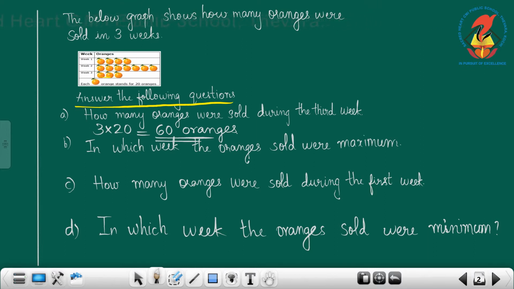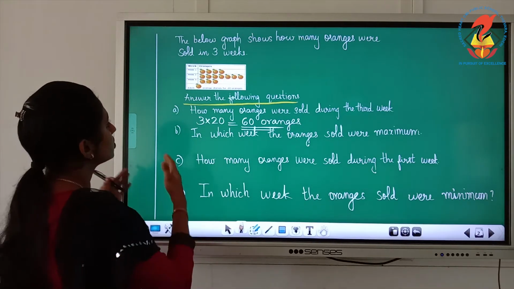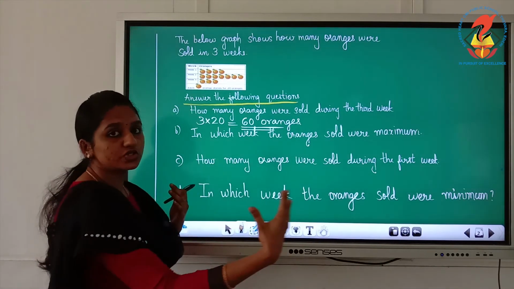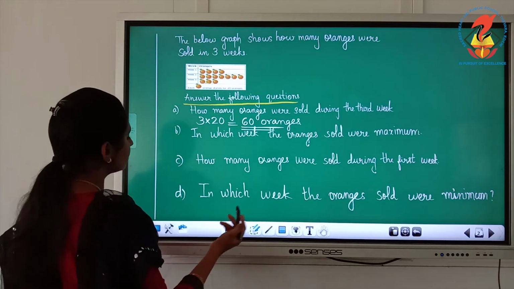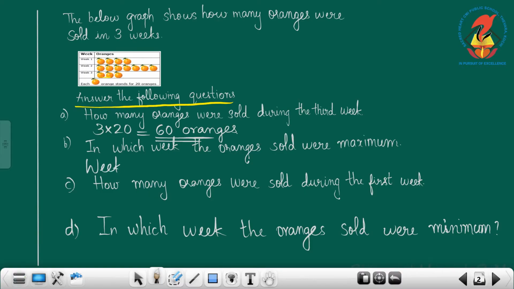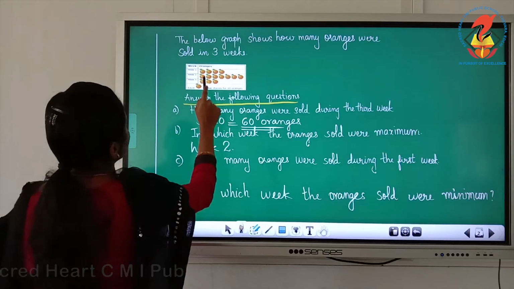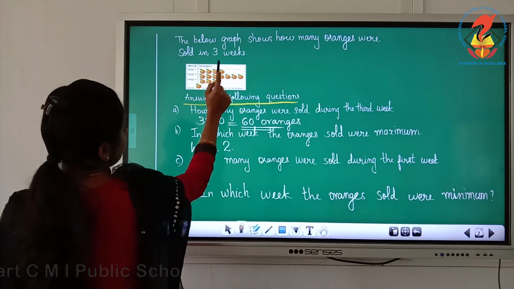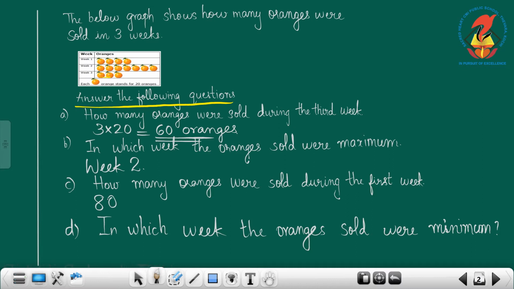Question B: in which week were the oranges sold maximum? When we analyze that graph, we can see that week 2 has the most oranges, so the answer is week 2. Question 3: how many oranges were sold during the first week? 20, 40, 60, 80. So, 80 oranges.